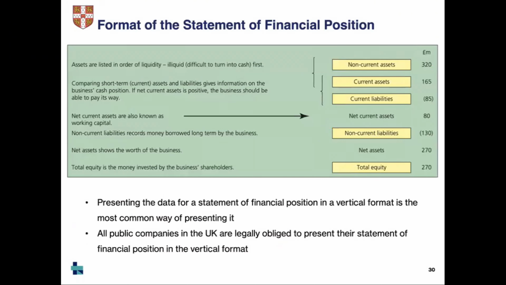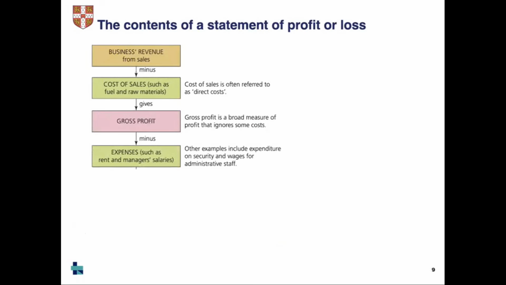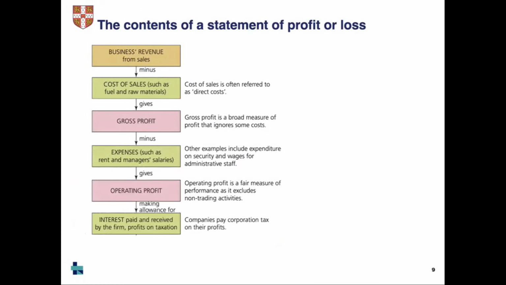So we'll start from here, the format of the statement of financial position. But let me take us back a bit. When we looked at the format of the statement of profit or loss, we said that it is in vertical presentation. What does that mean? It means we start at the top. Some items are deducted. For instance, we deduct cost of sales from revenue, and then we get the gross profit, and then we deduct expenses, and then we get operating profit, and then we make allowance for interest paid, received, and also taxation, and that will give us the profit of the year. So this is a vertical presentation. It starts from the top and goes to the bottom.